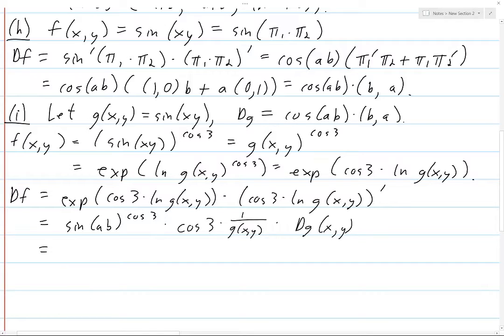So what this is going to end up being is we have sine of ab to the power of cosine 3 times cosine 3 times, and now here we have to take 1 over g, so this is going to be 1 over sine of ab, because we're evaluating again at a comma b.